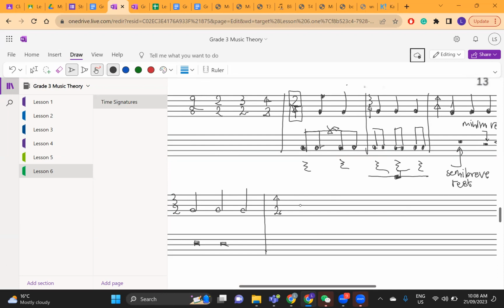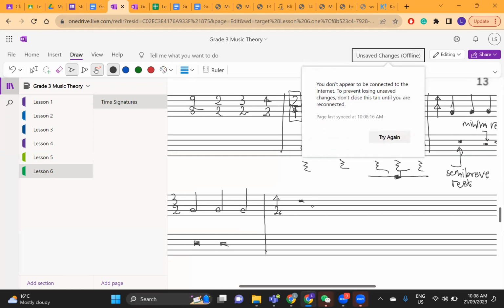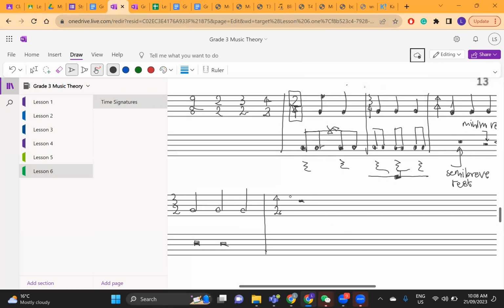It can also mean a full bar rest in any time signature. So for example, if I were to write a semibreve rest there, it means a whole bar of rest in 4/2 time.